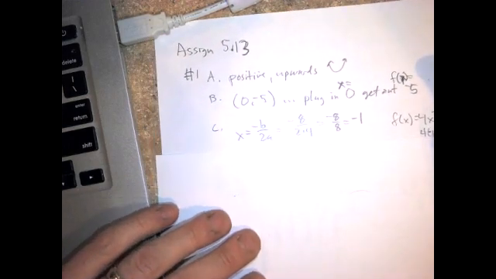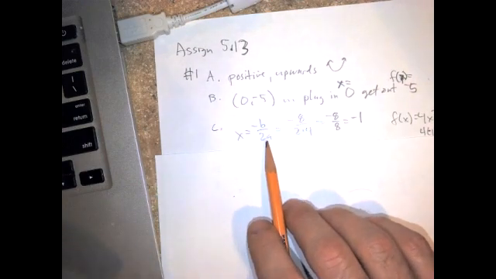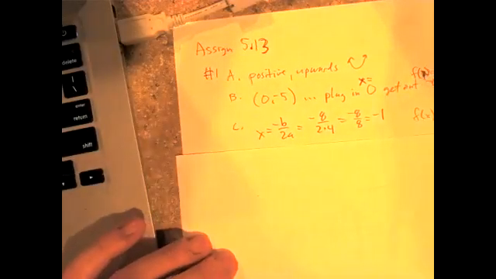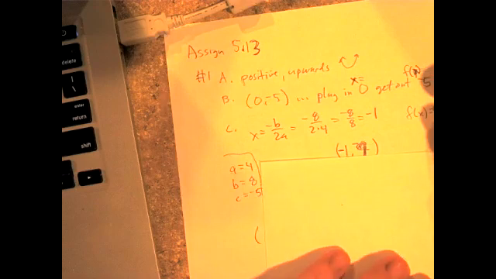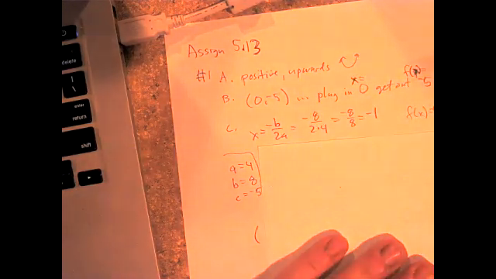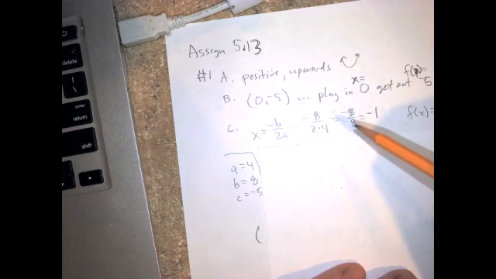For C, we'll do -b over 2a. So, let's see if it's better with this light off. -8. Look at your A, B, and your C. I think I wrote it over here actually. A is 4, B is 8, C is -5. Back on. So plug those in. -8 over 2 times 4. I got -8 over 8 is -1.